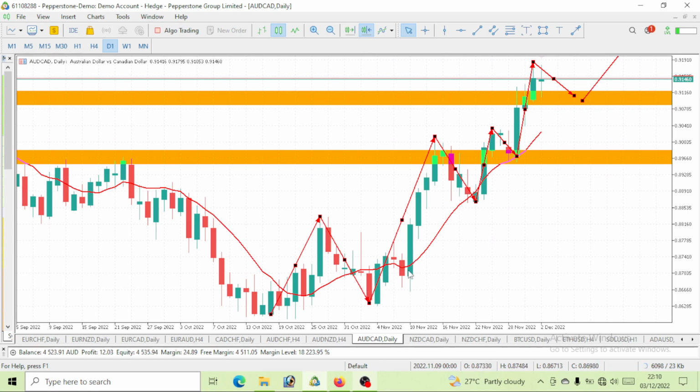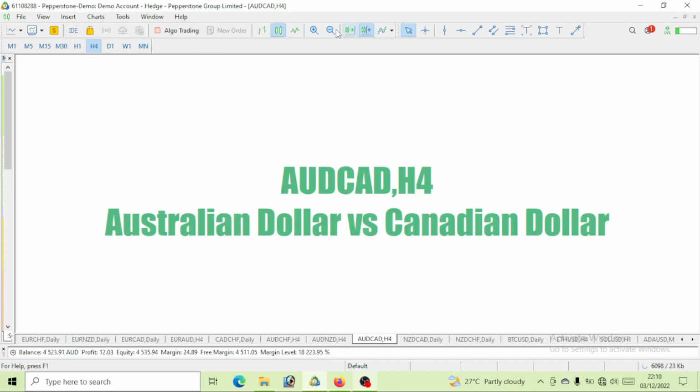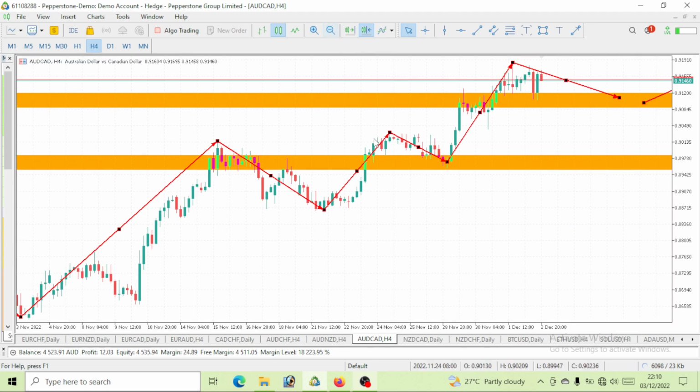But before that, you can see that price is still above our moving average. So as long as it is still above this moving average, AUD/CAD, we are speculating a bullish move. Notice on the monthly time frame, AUD/CAD, we are expecting to go bullish. Weekly time frame, we are expecting to go bullish. Daily time frame also, we are expecting to go bullish. Now 4-hour time frame, what does the 4-hour time frame say? Also, we are expecting to go bullish.